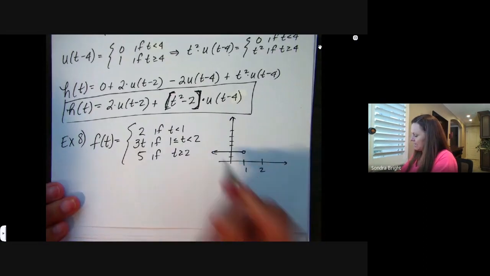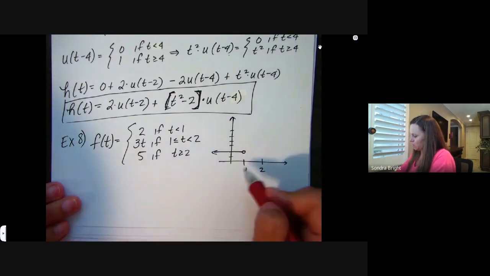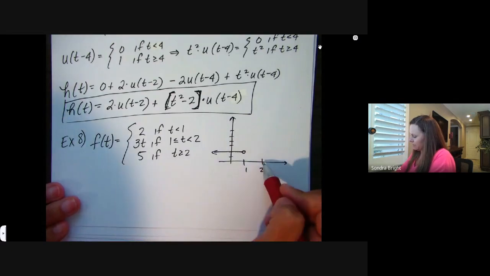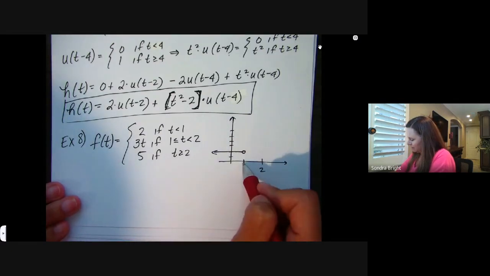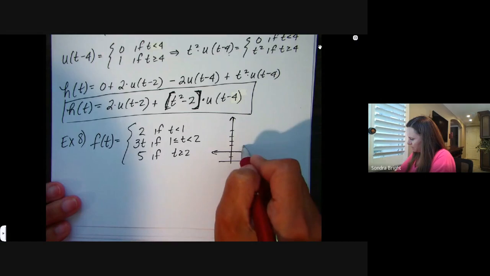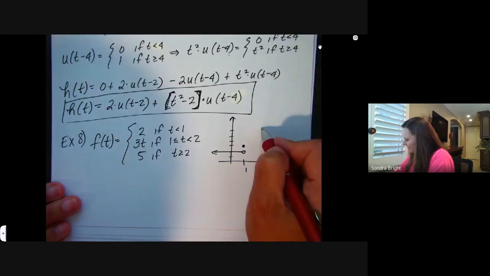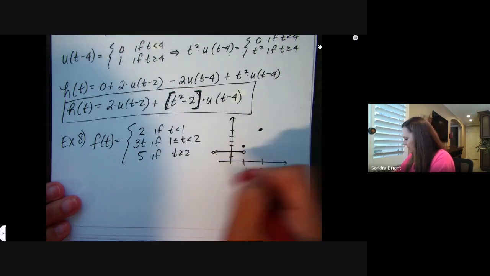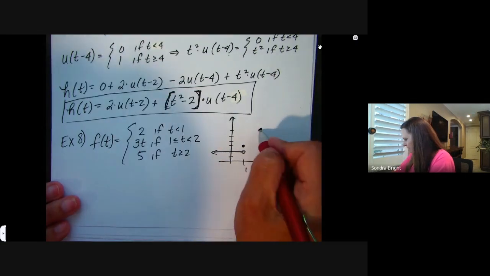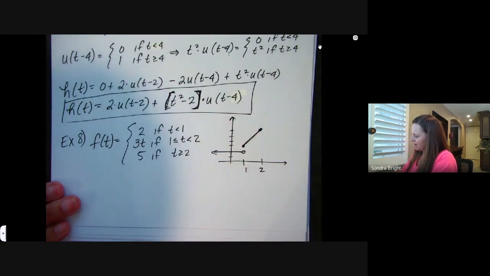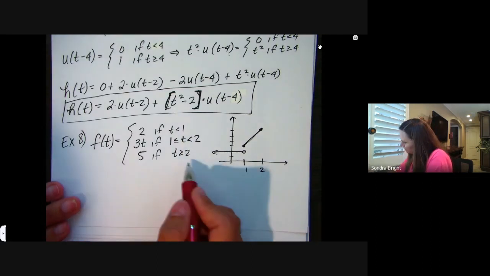It's 3t if it's between 1 and 2. So if t is 1, then f of t would be 3, and at 2, you're 6. And that is a straight line. 3t is a straight line, so it's just a diagonal line like that. And then it's 5 if it's greater than or equal to 2.